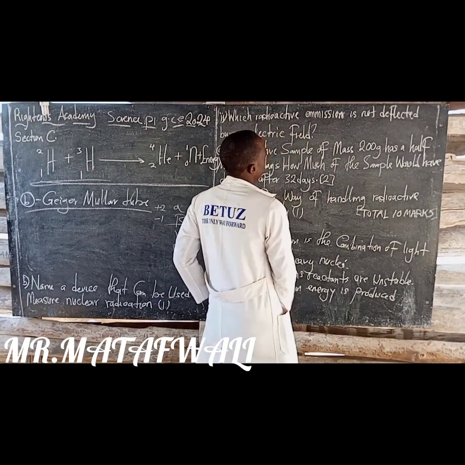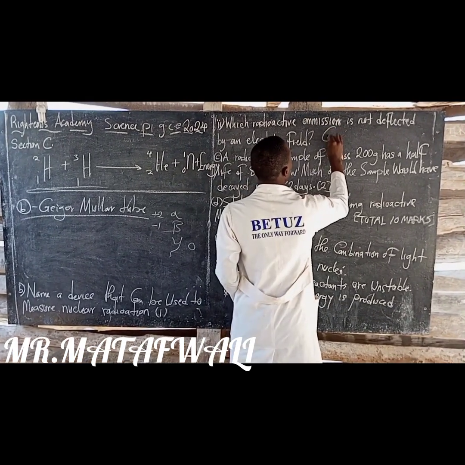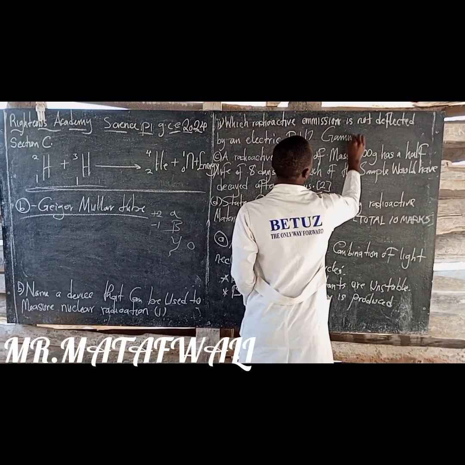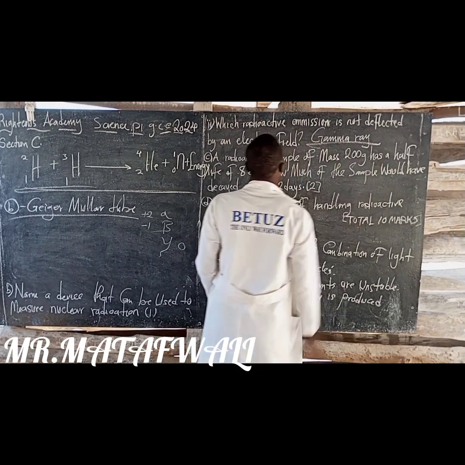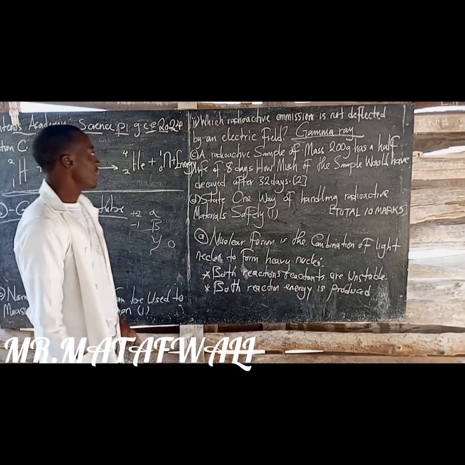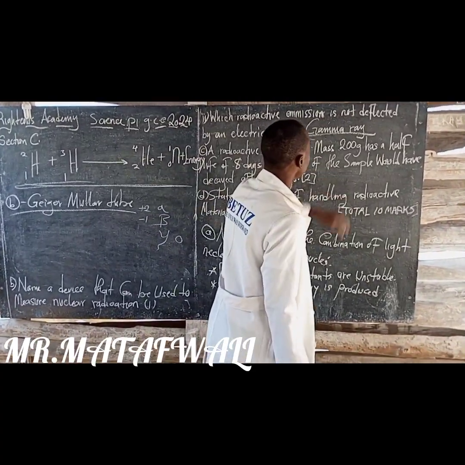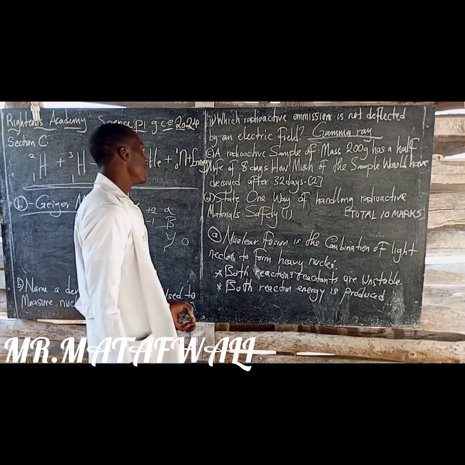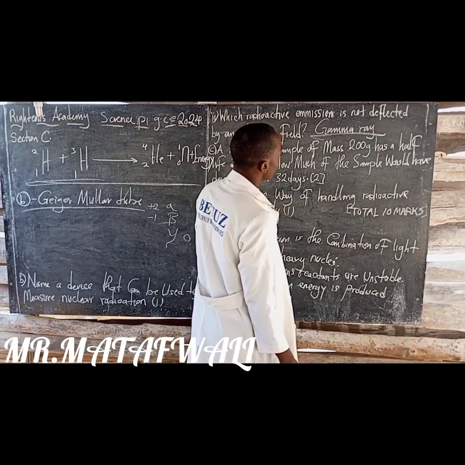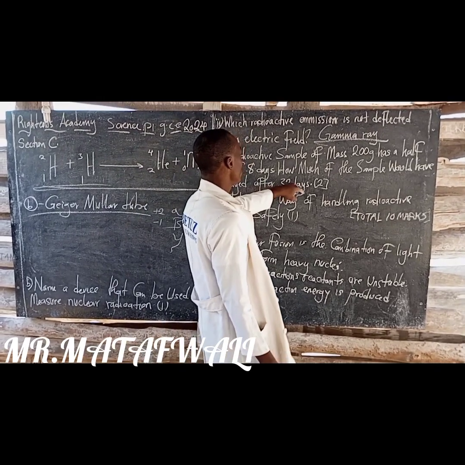So I'm going to write gamma ray. Then question C was saying a radioactive sample of mass 200 grams has a half-life of 8 days. How much of the sample would have decayed after 32 days?